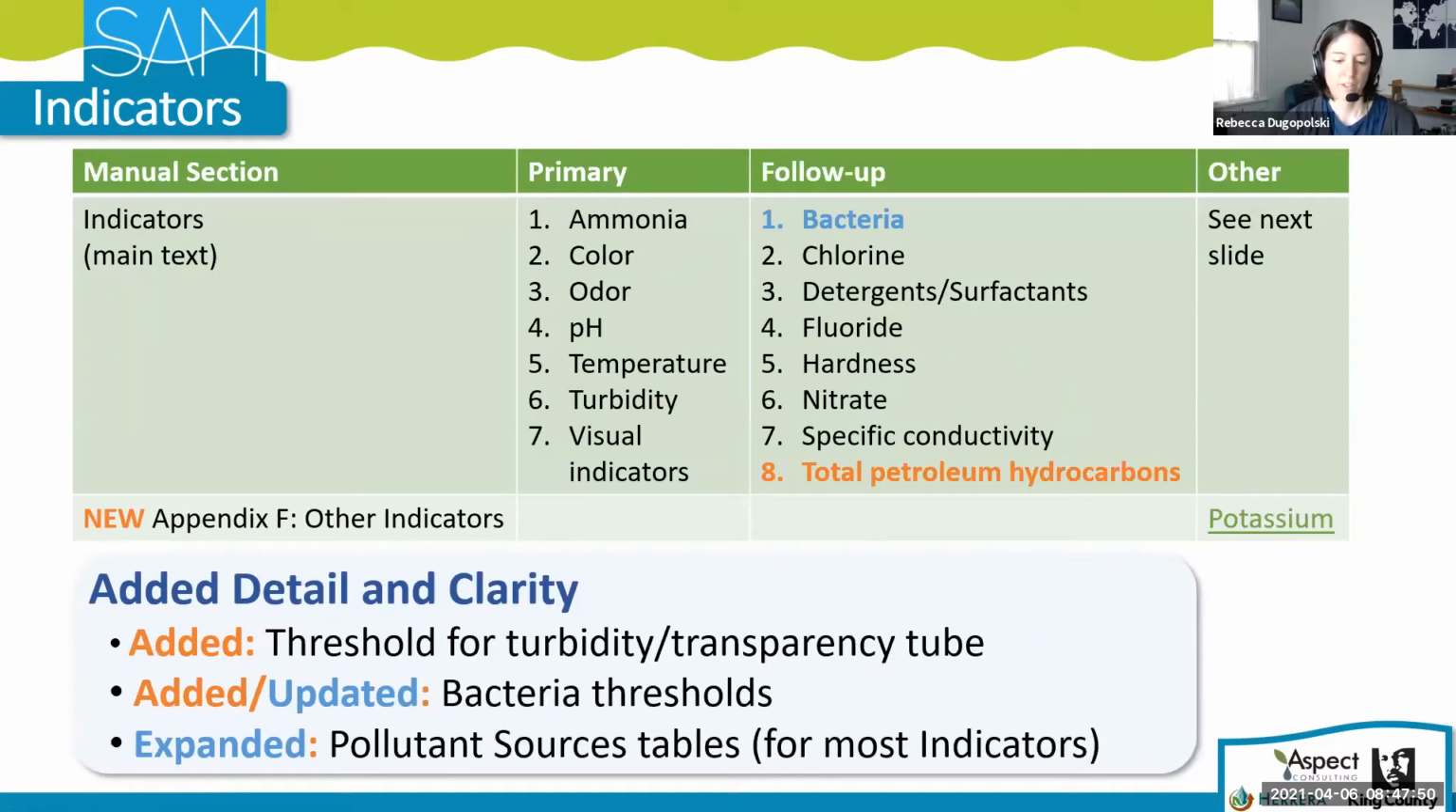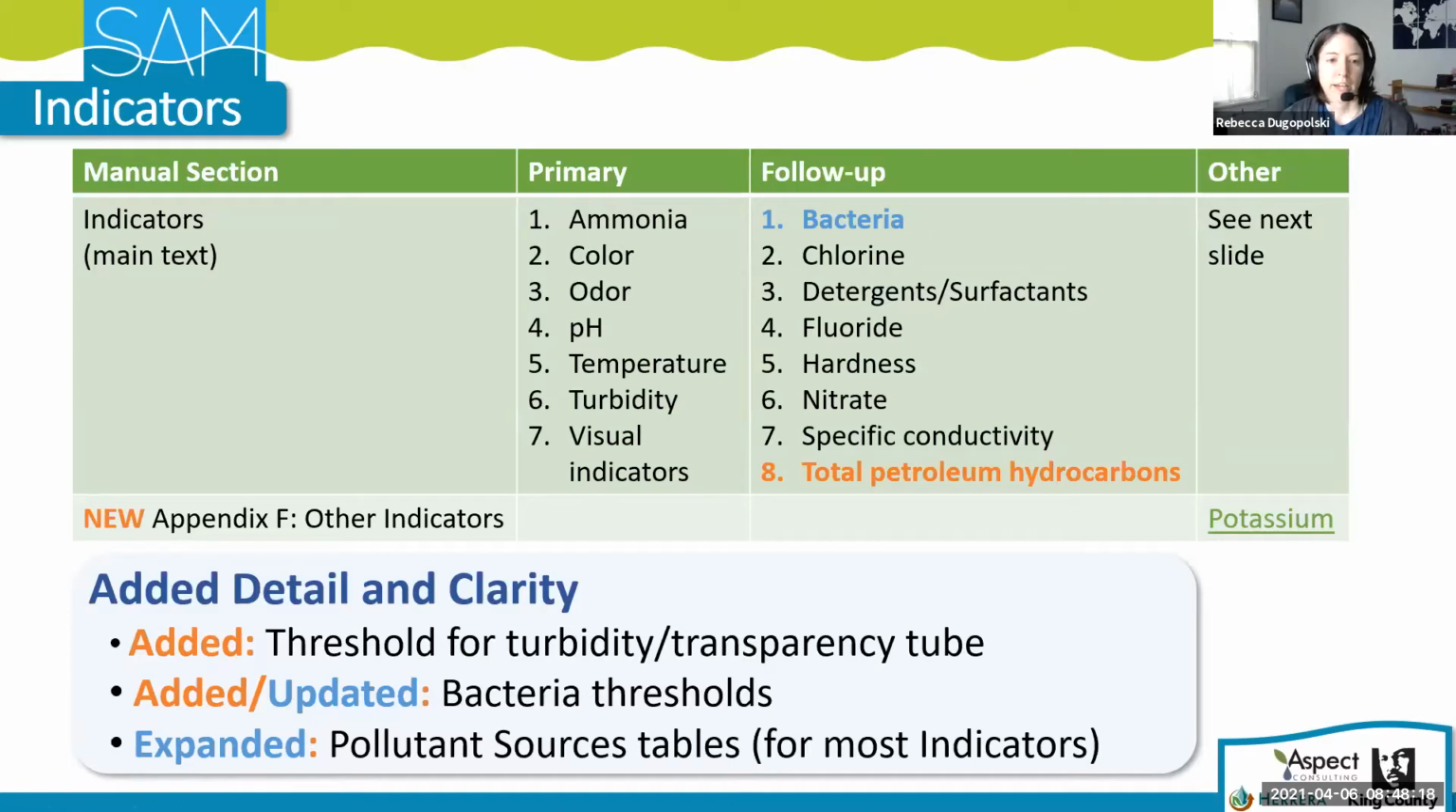The indicator section is the next section in the manual, and here, as I mentioned, we still have our 7 primary field screening indicators here in the middle column. And then we expanded the bacteria indicator considerably, so that one's in blue here. And then we took out potassium, that's one that moved into Appendix F, other indicators. And then we added total petroleum hydrocarbons. So even though we took one out, we added one, so we have the same number of follow-up indicators as we did in the previous manual.